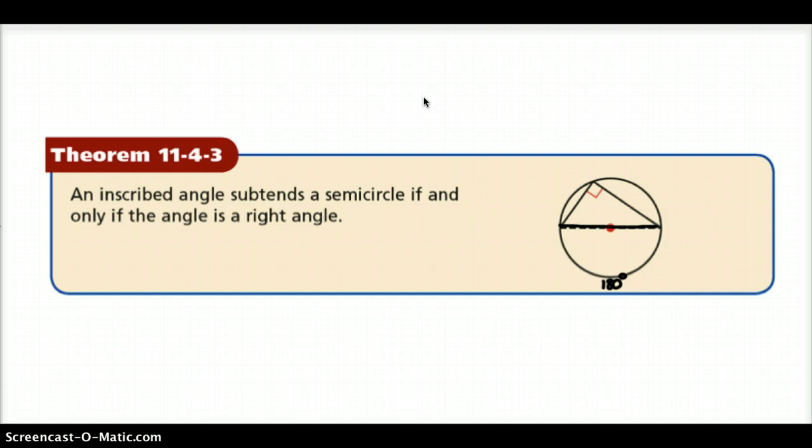If we follow the same rule, the measure of the inscribed angle is 1/2 of the intercepted arc. So if this is 180, half of that has to be 90. This is an example of a biconditional statement. I'll read it one more time: an inscribed angle subtends a semicircle if and only if the angle is a right angle. Let's take a look at a few examples where these theorems come into play.